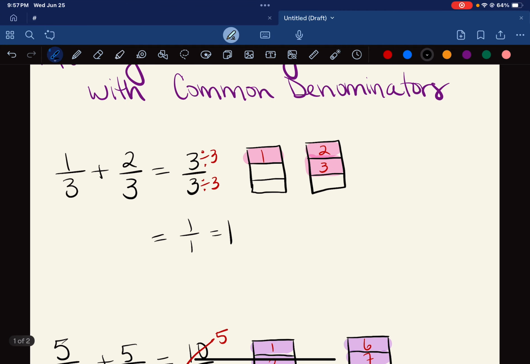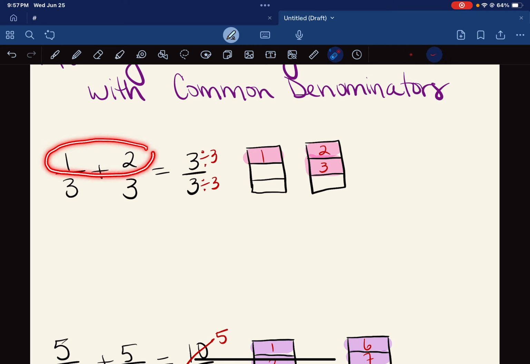But another way that you can solve this problem is, of course, to look at it mathematically, or just have a little trick here. Sorry, let me find my eraser. There we go. Okay, so 1/3 plus 2/3. If you don't want to take the time to draw out the picture, as long as you have a common denominator, all that you need to do is add your fractions together. 1/3 plus 2/3, that ends up giving us 3 thirds. And again, we know 3 divided by 3 is just 1.